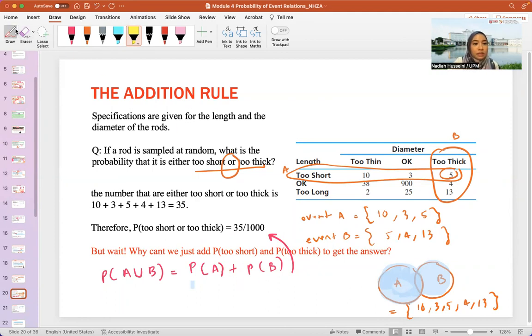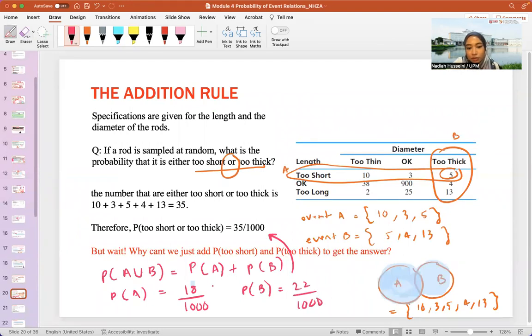So let me calculate what probability A is. P(A) is equal to 10 plus 3 plus 5, so that is going to be 18 over N. N is 1000. And our P(B) would be too thick, so that is going to be 5 plus 4 plus 13. 9 plus 13, 22. So that is going to be 22 over 1000.